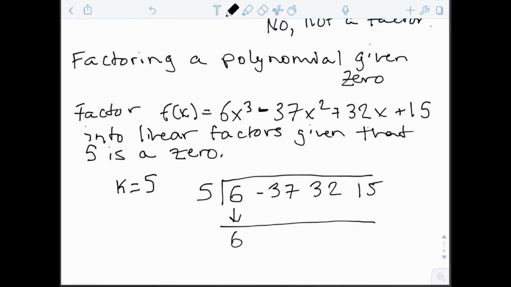And we can go ahead, bring our first term down, and then multiply and add. So that will look like this, and we will get the resulting numbers here. So we'll get a negative 3, and then finally negative 15, and a remainder of a 0.